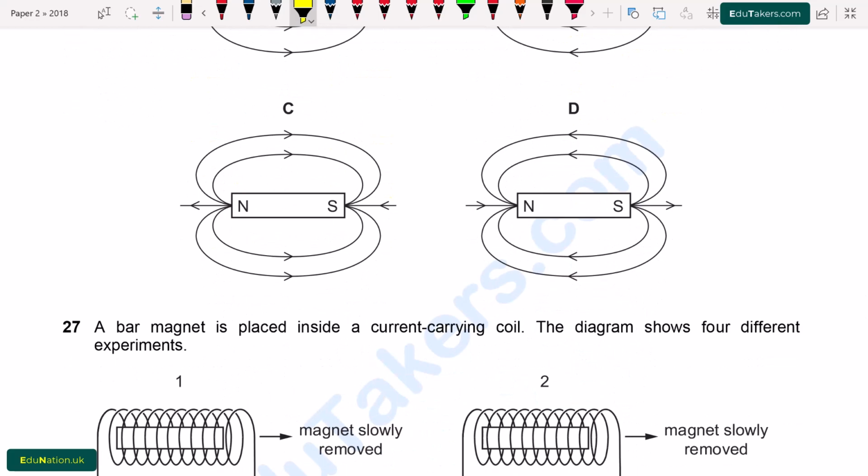In option C, again we can see here the magnetic field lines, but in this case all of the magnetic field lines emerge and enter into a single point, which is not correct, due to which option C is incorrect. Also option D, here also the magnetic field lines emerge from a single point. So this is also incorrect.